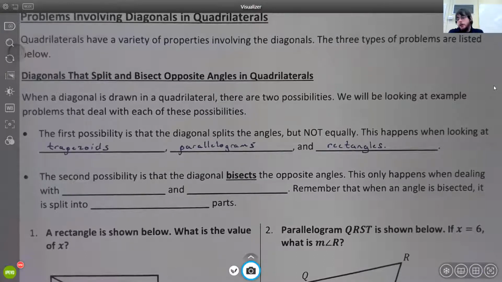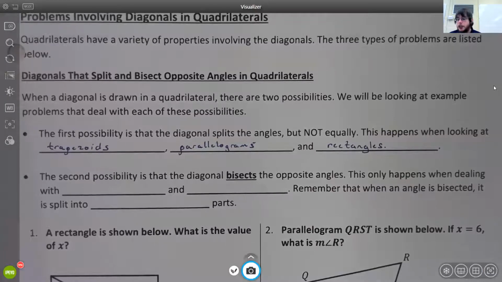So what we tend to do when we have those types of problems is we tend to rely on the fact that when a diagonal splits those shapes, it turns them into two triangles, regardless of what type of quadrilateral it is. And then we can use that information to help us solve the problems. And we'll be looking at those here in just a minute.